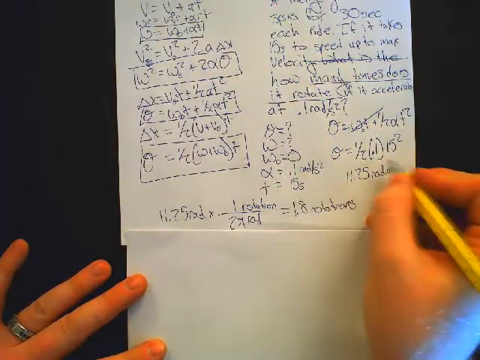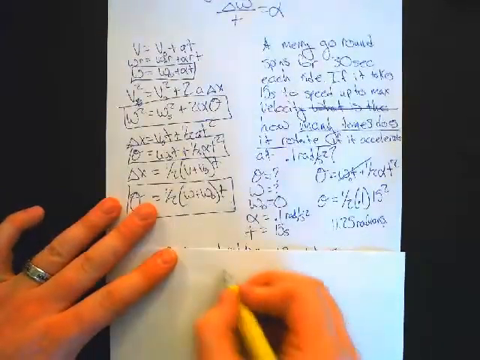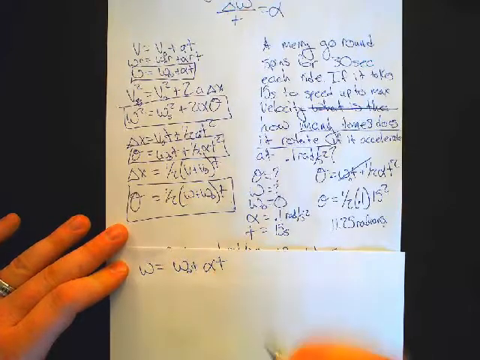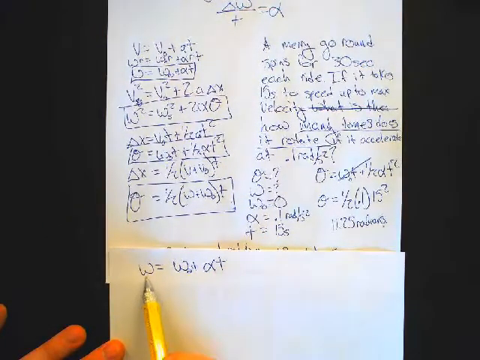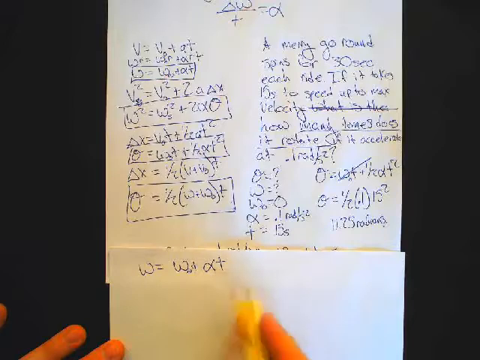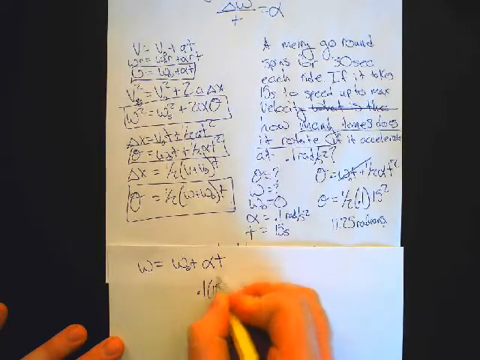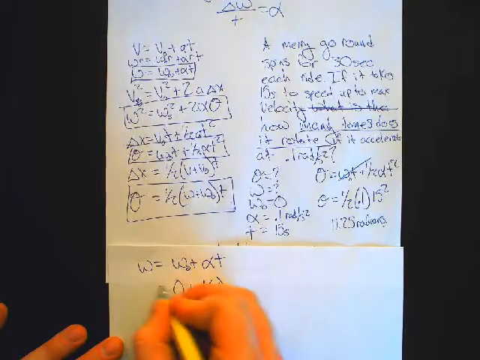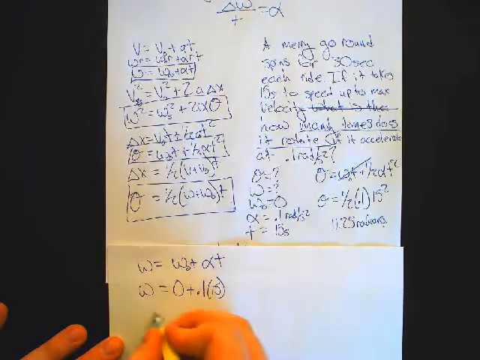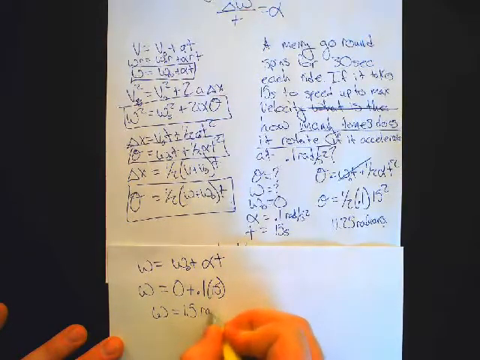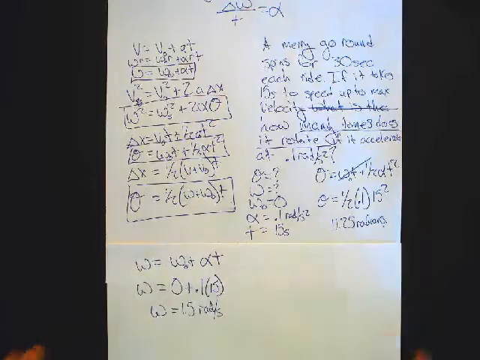So we found that alpha was 0.1. Let's find an omega final, where omega is equal to omega naught plus alpha time. Alpha times t: 0.1 times 15, plus 0 equals omega. So we're going to find that omega final is equal to 1.5 radians per second. Correct? Okay.